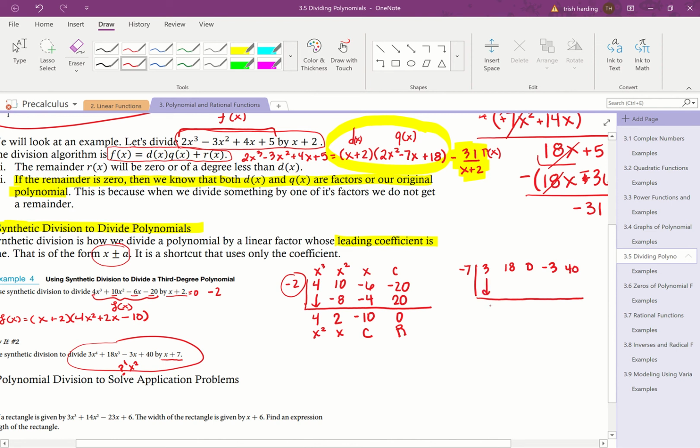So I'm going to bring this down to be 3. 3 times negative 7 is negative 21. And this is negative 3. 18 minus 21 is negative 3. Negative 3 times negative 7 is 21. 21 plus nothing is 21. 7 times 21 is 147. Negative 147.